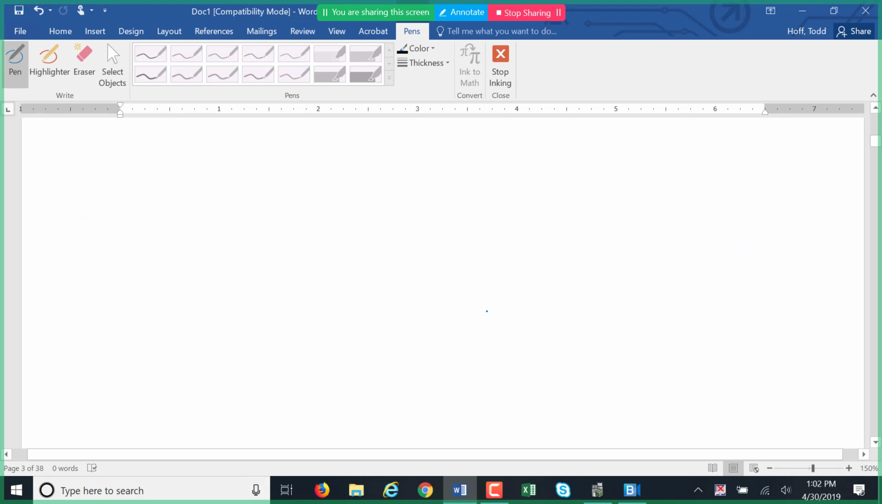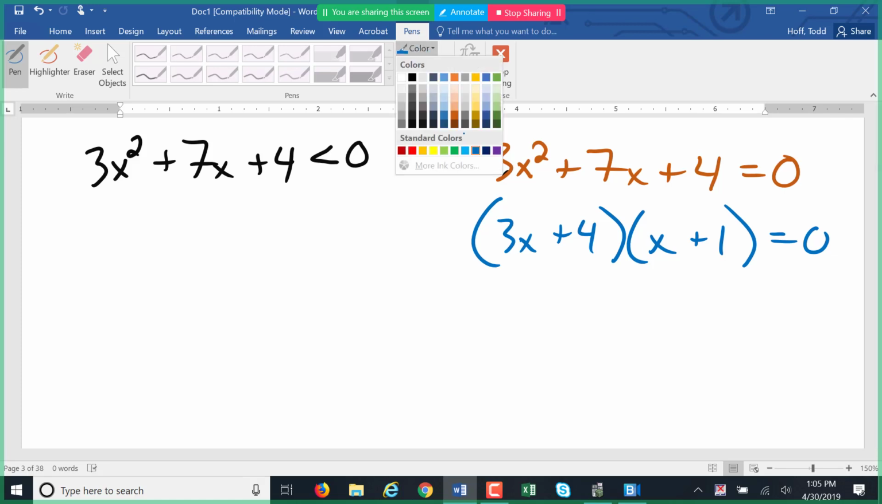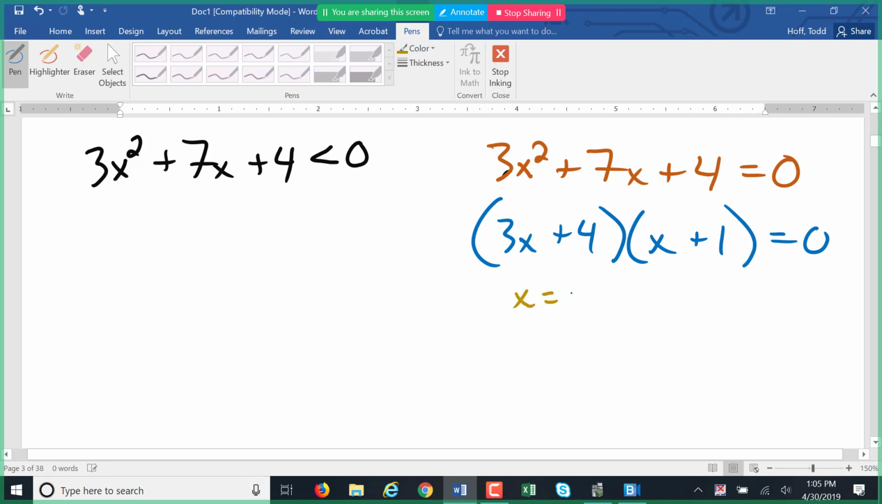Okay. I'm going to have you guys try one here. Try that one in your notes. I'll give you about a minute. So we set this as an equality, and then we factor. We would have 3x plus 4 and x plus 1. Solving each, this one is going to give us x is equal to negative 1 1/3. This will give us x is equal to negative 1.